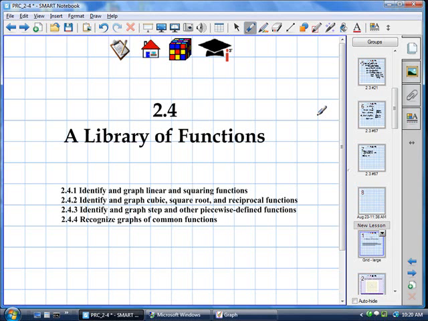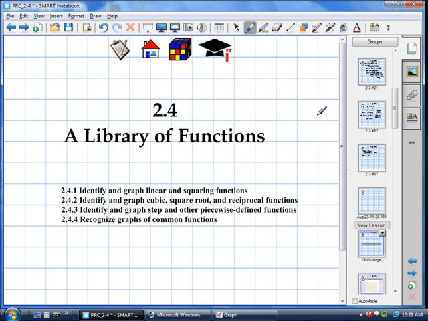Then we have the square root. That's just this guy turned on its side. And the reciprocal functions. And we'll be looking at all of those so you don't have to look up at my hand here. Number 3, the step function and other piecewise defined functions. Those are unique. In fact, you may not have seen much of those before the last week.